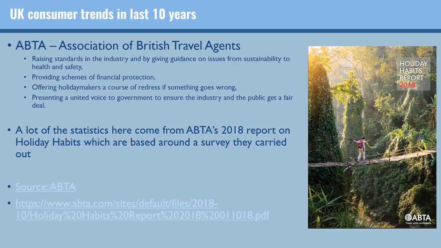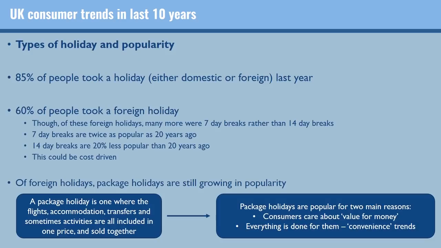So there's quite a lot of information on trends that all came from this report. I've picked out what I think are the key parts. So the first thing we're going to have a look at is types of holiday and popularity. 85% of people surveyed, all of this is done by surveys of course, so it's not going to be the perfect sample size, and it's not going to be asking everyone, but they've asked a representative example of people, and so this is what you get from a survey. 85% of people asked took a holiday, either domestic or foreign, last year. 60% of people in general took a foreign holiday.